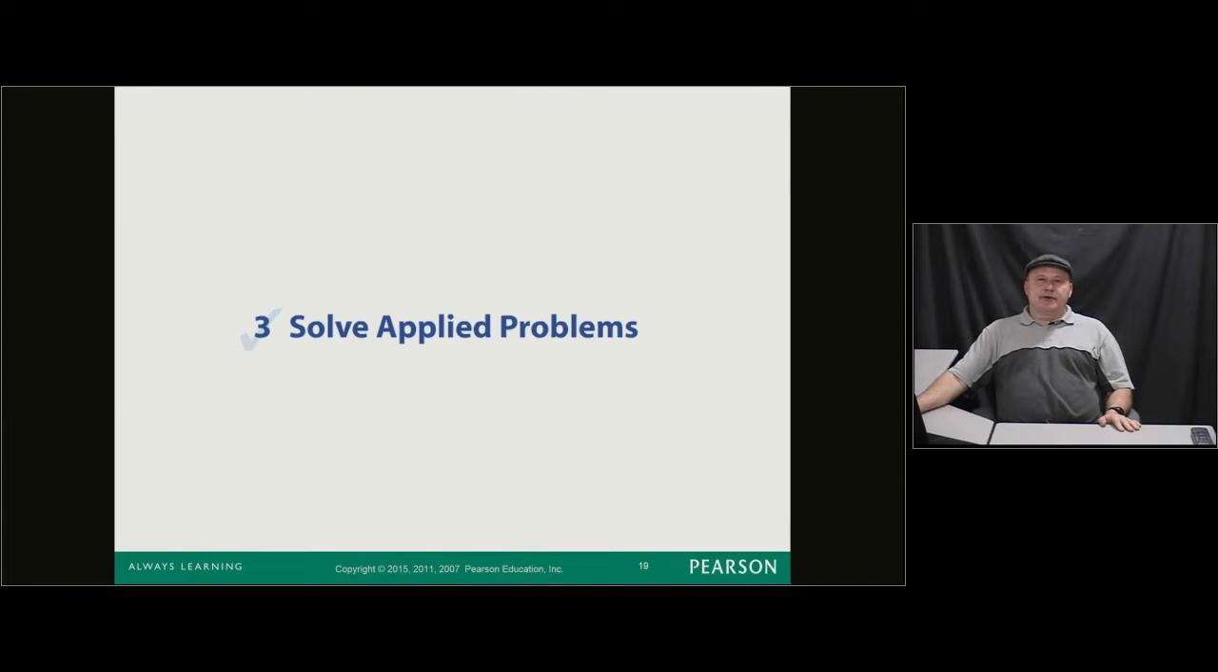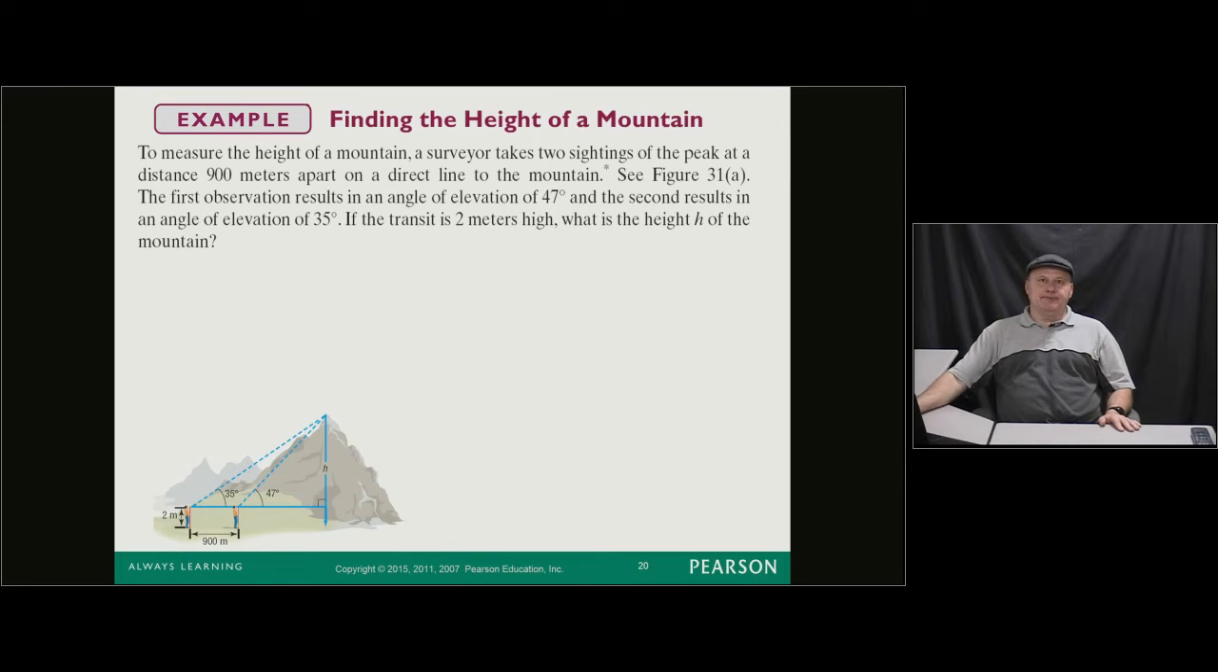Hello, in this discussion we're going to be solving applied problems using the law of sines again. So let's begin with this example. To measure the height of a mountain, a surveyor takes two sightings of the peak at a distance 900 meters apart on a direct line to the mountain. See the diagram here.